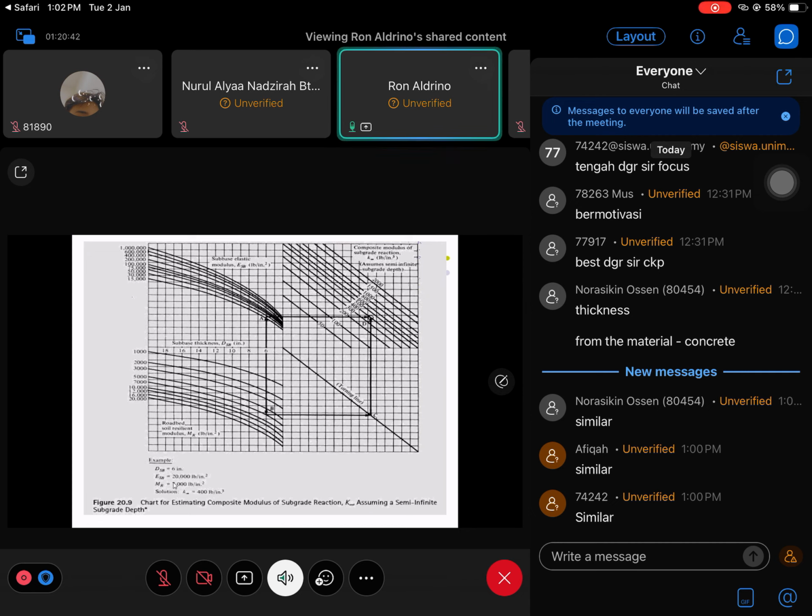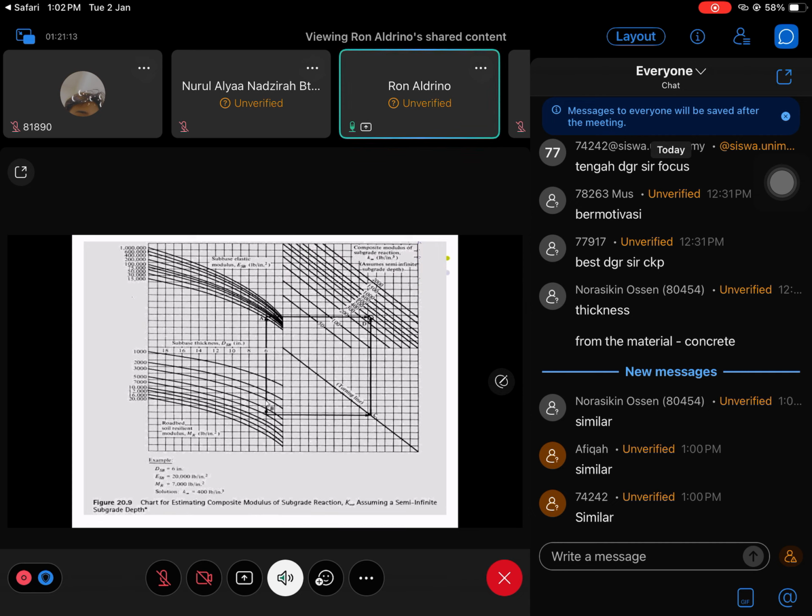The example here is already given. MR, for your road-based soil resilient modulus, is about 7,000. So you draw it down towards the 7,000. Sorry, it is the other way around: ESB is up, MR is down. It should be somewhere at 7,000.